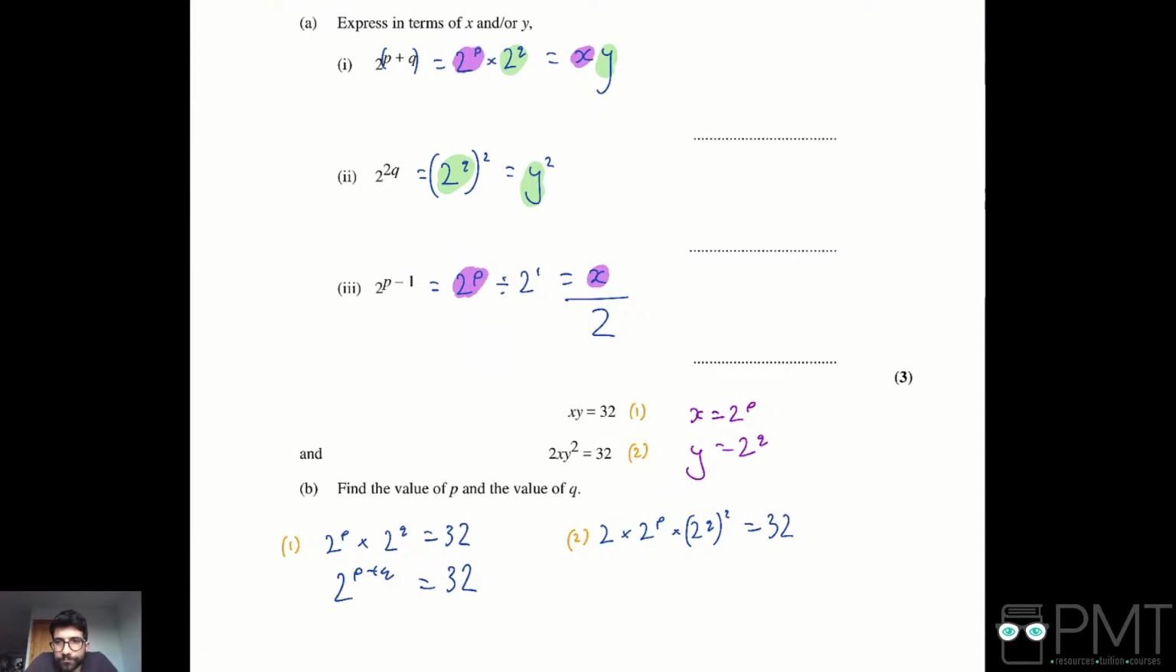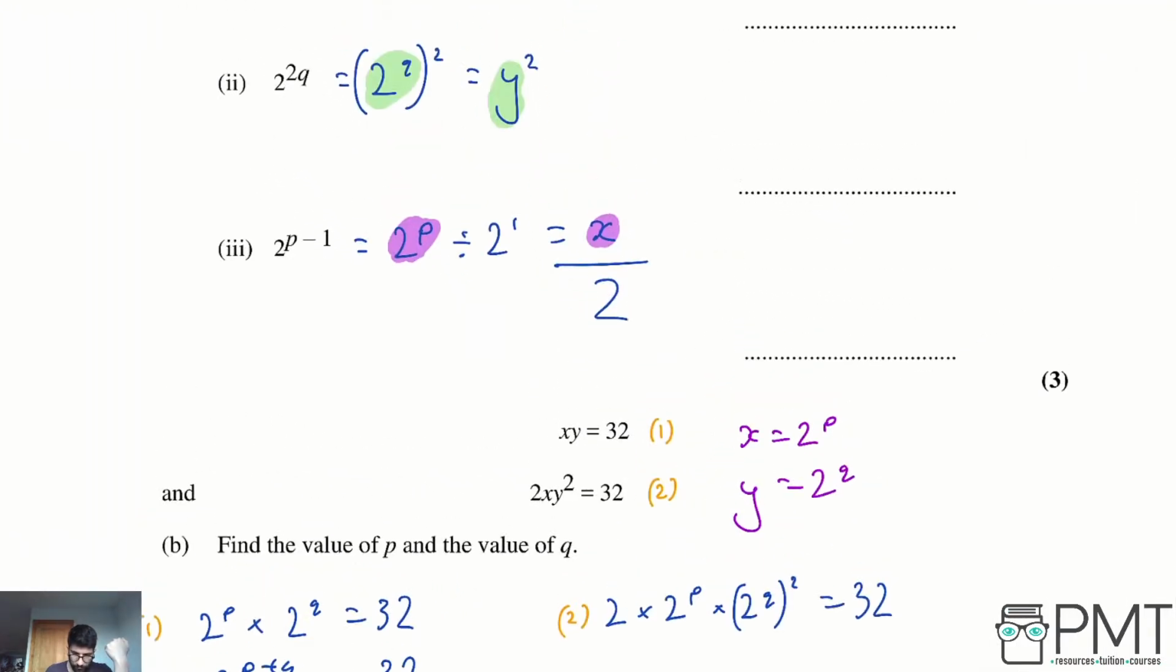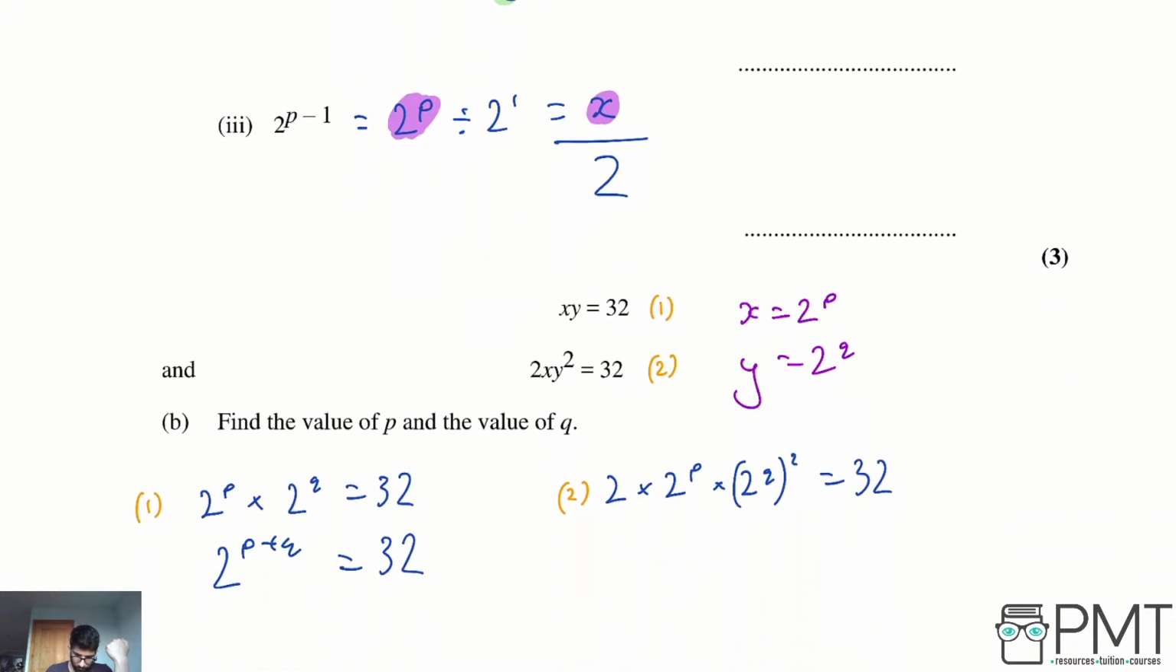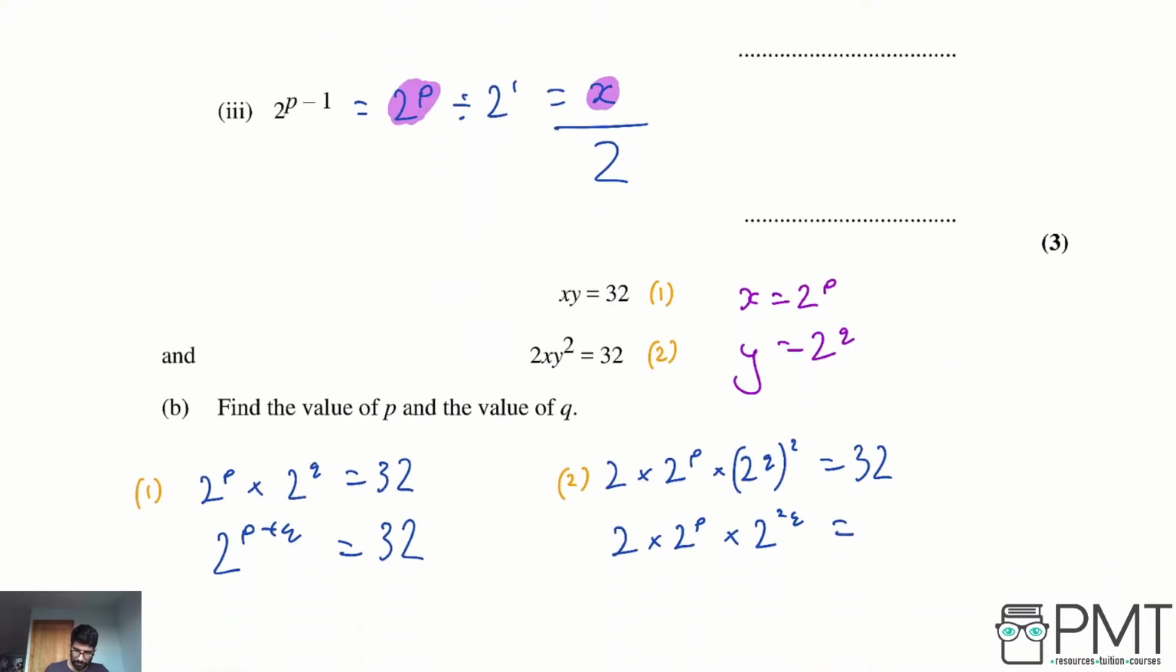Thank you, Sarah. And the other suggestion, thank you, Lethabo, make 32 an index. Because the idea is, I'll write this bit as well. That's 2xy squared. I have a 2 to the p, so 2 times 2 to the p times 2 to the 2q. So that's this one is equal to 32.